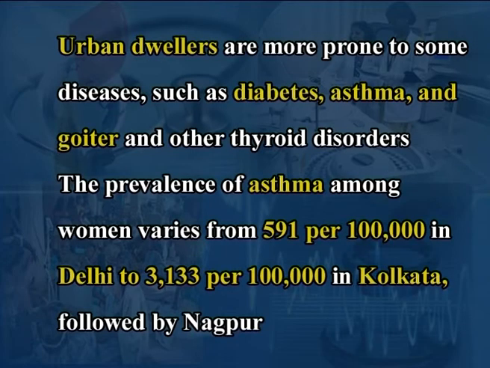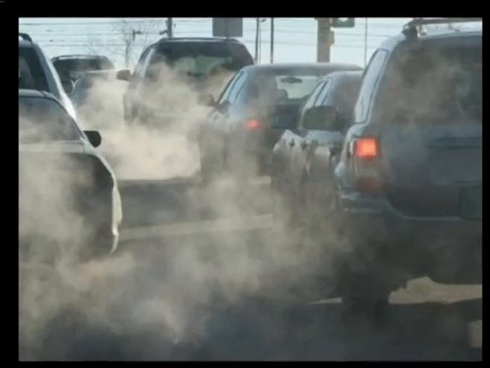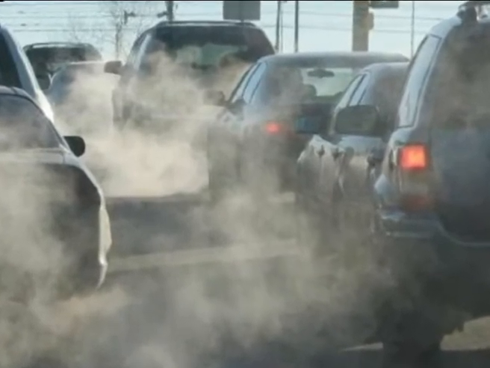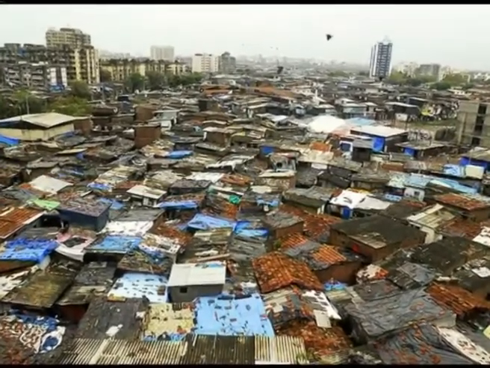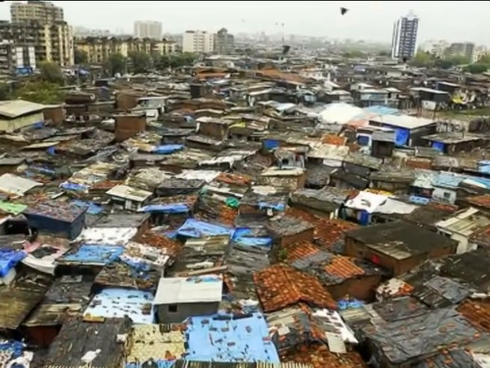Urban dwellers are more prone to some diseases such as diabetes, asthma, goiter and others. Thyroid disease among women varies from 591 per 1 lakh in Delhi to 3133 per lakh in Kolkata, followed by Nagpur. The extreme crowding conditions, lack of proper sanitation and environmental pollution in very large cities expose residents, particularly slum dwellers, to a high risk of contracting tuberculosis, which is a highly contagious disease. A wide range of serious diseases, including several types of cancers and heart and lung diseases, are associated with tobacco use in slums.